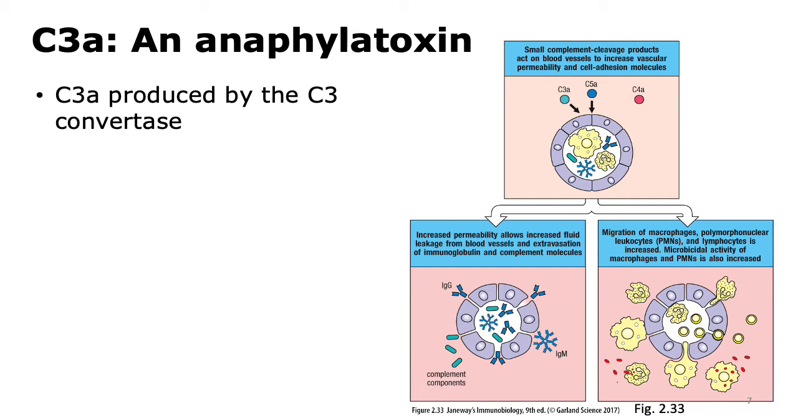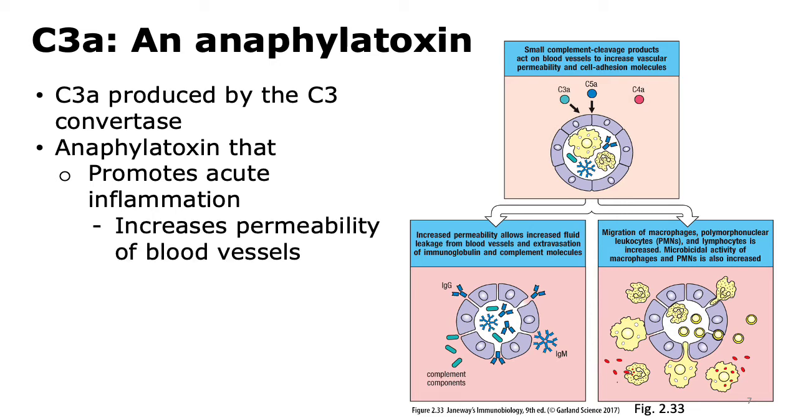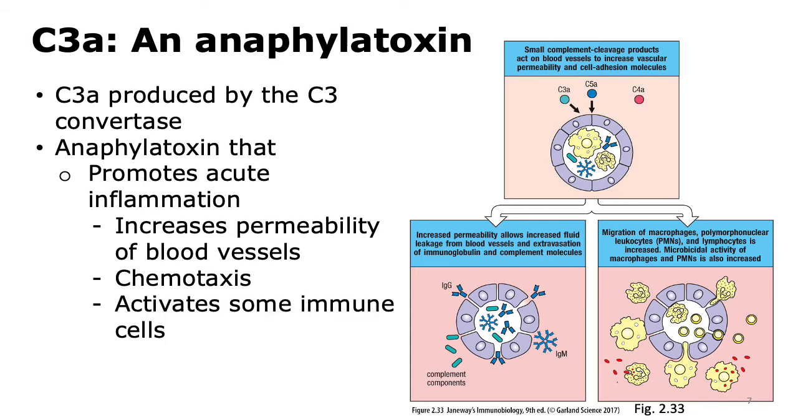To look at how C3a functions as an anaphylatoxin, we should remember that C3a is a soluble fragment and hence it can diffuse away. It is able to function as an anaphylatoxin by promoting acute inflammation. It does that by increasing the permeability of blood vessels, which results in proteins and immune cells being able to leave the blood and come into the surrounding tissues where the C3a is being made. It promotes the chemotaxis of the immune cells, thereby they know where to go to find the infection. It also activates some immune cells, and thus C3a is able to promote acute inflammation.